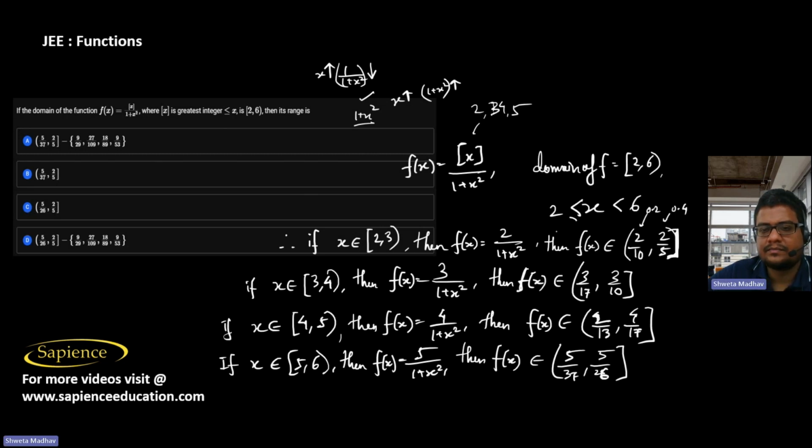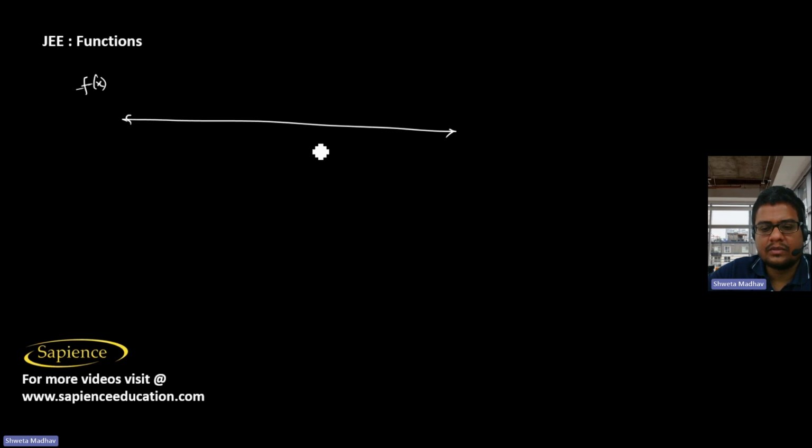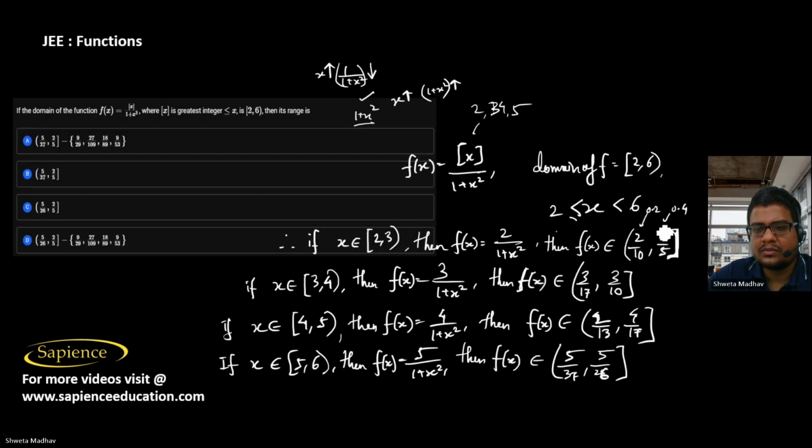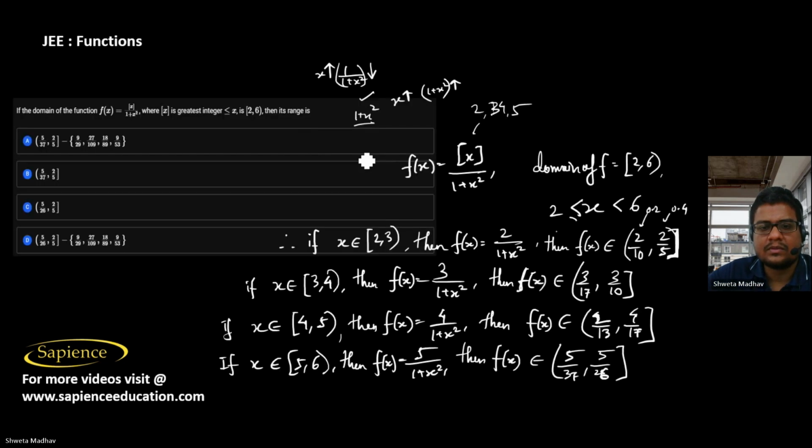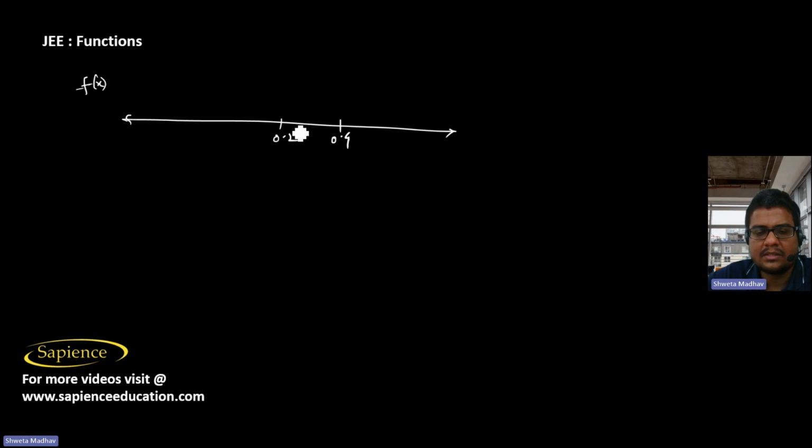So we have to find the range. Here the function f of x is going from 0.2 to 0.4, that is 2 by 10, 0.2 to 0.4. So we have to take the union of all these sets. Here it is going from 3 by 17, slightly less than, okay, till 0.3. So from 3 by 17 to 0.3.